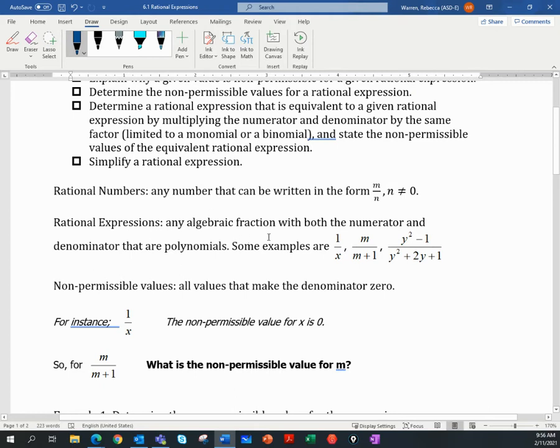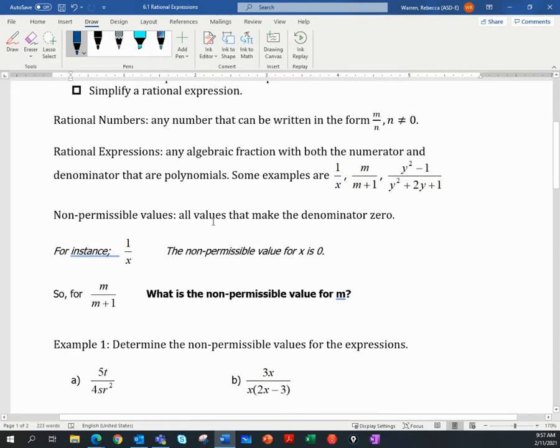So rational expressions are any algebraic fraction with both the numerator and denominator that are polynomials. And if you remember, polynomial is a very broad definition, but it's anything that's like variables and coefficients. And just keep in mind with those variables, the exponent has to be a positive number. So some examples, they have 1 over x, m over m plus 1, y squared minus 1 over y squared plus 2y plus 1.